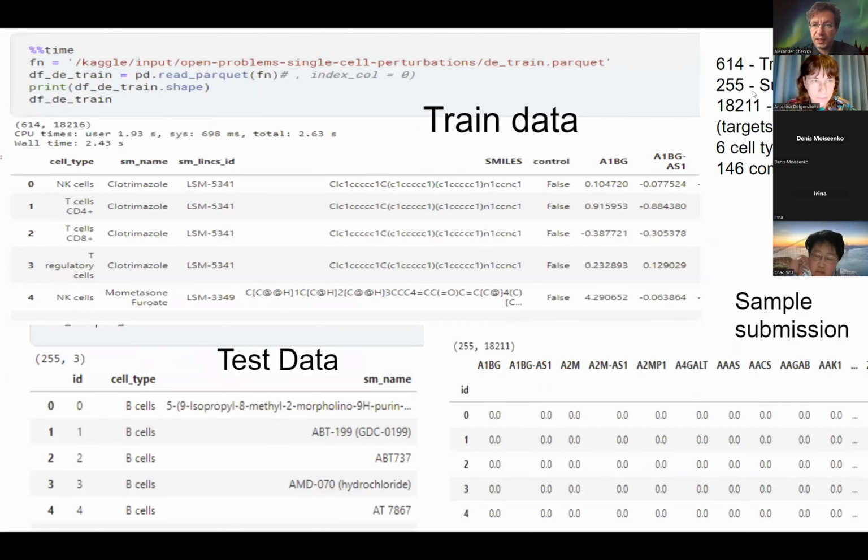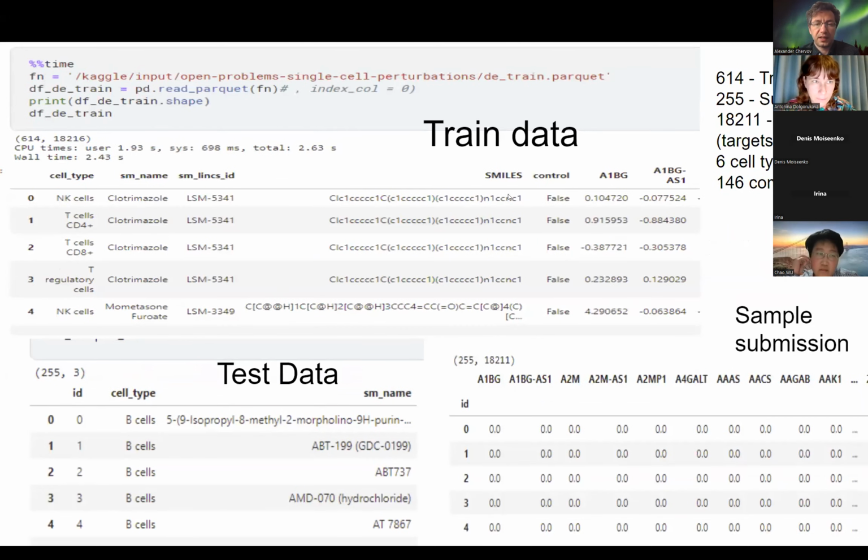So let me now give some information. Show just the train data, how the train data and test data look like. If we plot this file with the train data, we will see the first column is cell type.